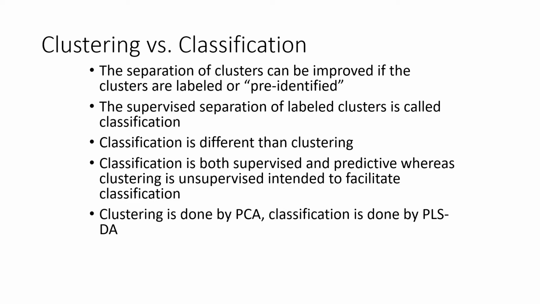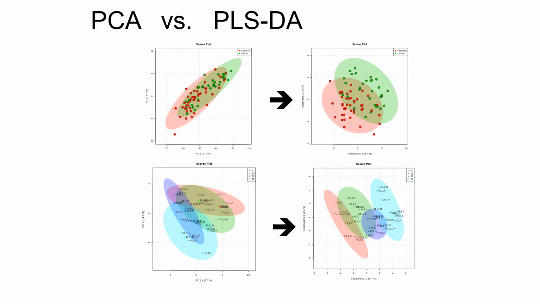Clustering is done by PCA. Classification is done by partial least squares discriminant analysis. And just to contrast the differences of what we get, on the left side are examples of PCA clusters done on metabolomics data. In the top left corner, we can see that basically there's no separation. We can then apply PLSDA, and we can get a partial separation. The reds do start separating from the greens.